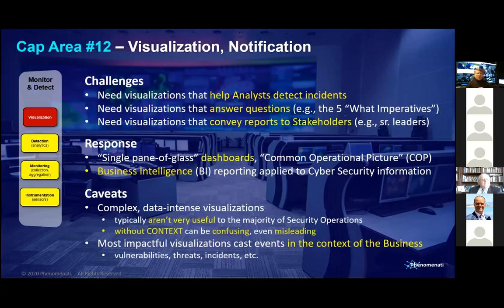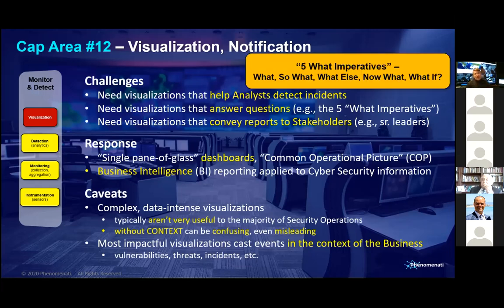It overwhelms your users. If they don't have context within which to understand the data that you're putting on the wall, it's just going to be misleading. It's going to take them down a path that's unproductive. We need to focus on that business dependency mapping in order to inform what it is we're providing these analysts. The 5 what imperatives. Please, if you take nothing else away from this briefing, these 5 are important.